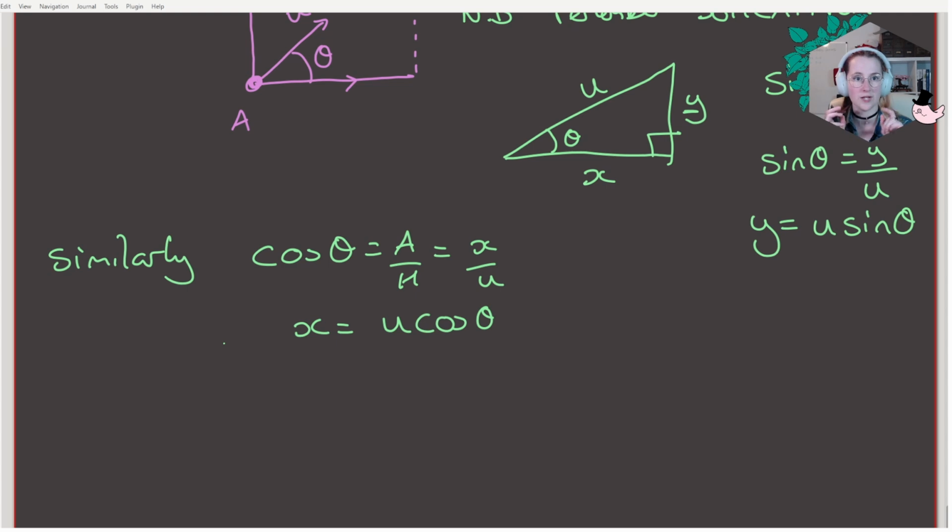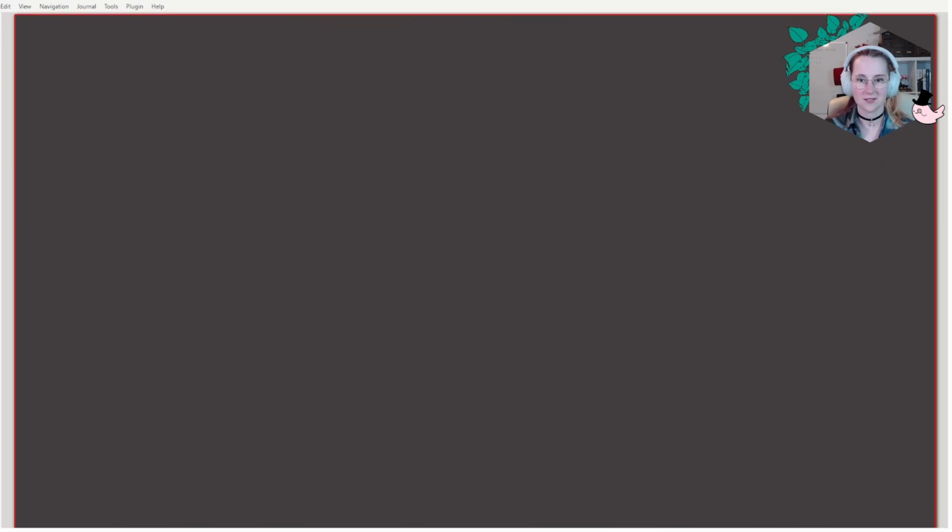So it's really important when you do SUVAT equations to make sure that you do this vector decomposition into horizontal and vertical. Otherwise, you're going to have issues. So let's find out some stuff.